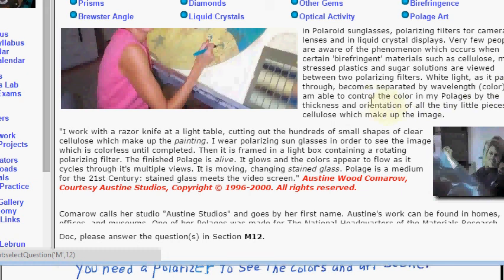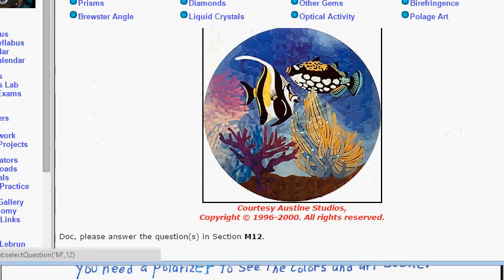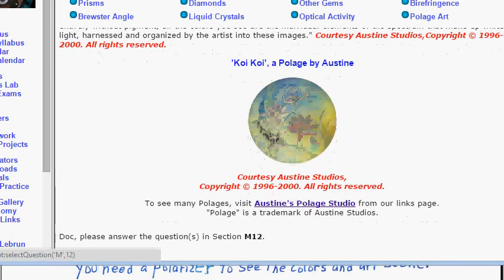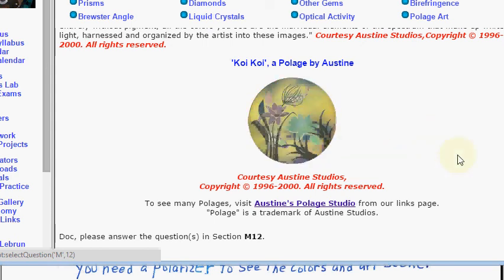I began developing polarized light collage in 1967. It consists of layers of clear cellulose sandwiched between two polarizing filters. See, that's the secret to polarizers. Polarizing filter is used in Polaroid sunglasses, polarizing filters for camera lenses, and the liquid crystal displays. Very few people are aware of the phenomena which occurs when certain birefringent materials such as cellulose, mica, stressed plastics, and sugar solutions are viewed between two polarizing filters. White light, as it passes through, becomes separated by wavelength, color. I am able to control the color in my collages by the thickness and orientation of the tiny little pieces of cellulose which make up the image.